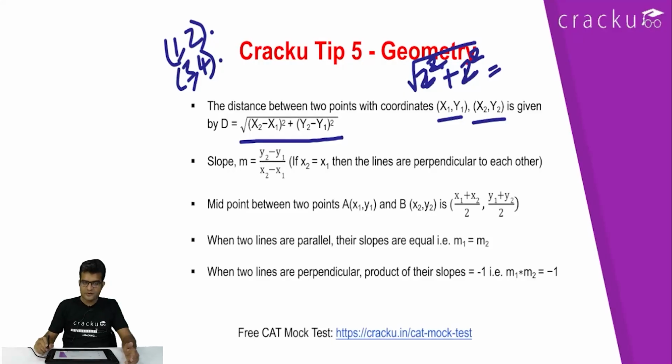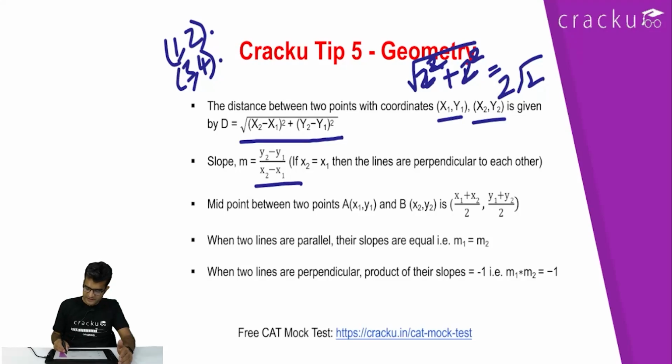This is basically equal to square root of 4 plus 4, which is 2 root 2. Similarly, another very important concept in coordinate geometry is the slope of a line. Every line in coordinate geometry has a slope. That slope essentially indicates the angle which it makes with respect to the x-axis.